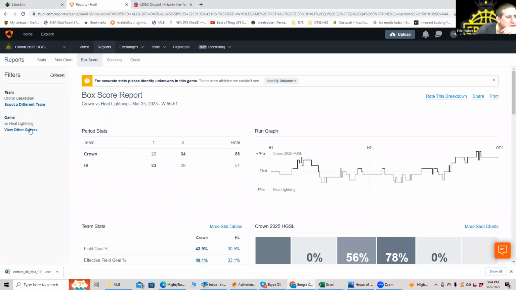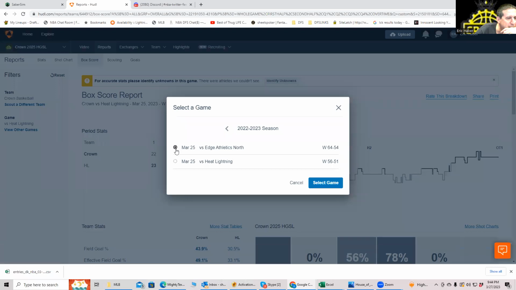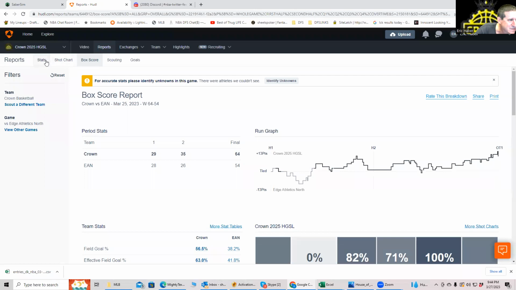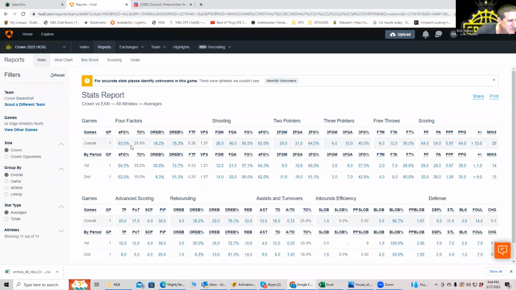Now let's go on to the next game, which is the Edge Atlantics North. And boy, oh boy, let's look at this. 63% effective field goal percentage. Let's go. I'll tell you, if you do that, you're losing to nobody. Okay. Now, is this going to be a problem again this year, guys?